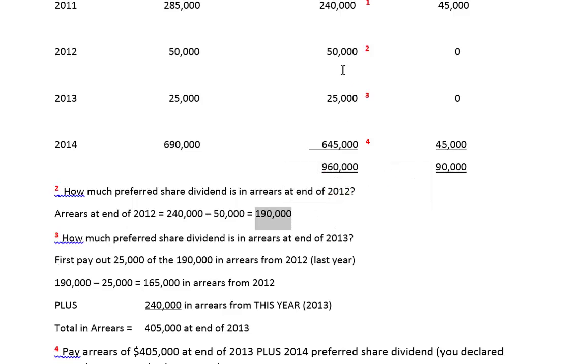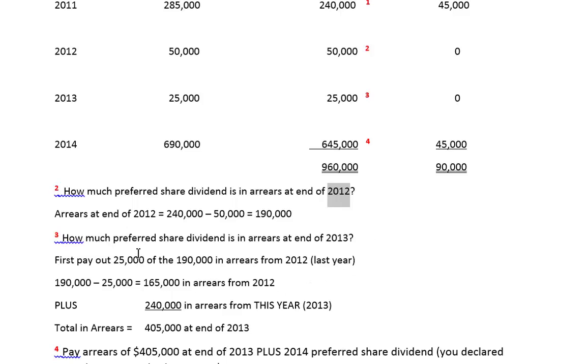So in this case, there wasn't enough to pay $240,000, but at least the preferred shareholders got something, and the common got nothing because there was nothing left. So now 2013 is even worse. We only declared $25,000 in dividends. Well, who's getting that? Only the preferred shareholders. Why? Because this $25,000 is going to pay the back payment of $190,000, which was the arrearage at the end of 2012.